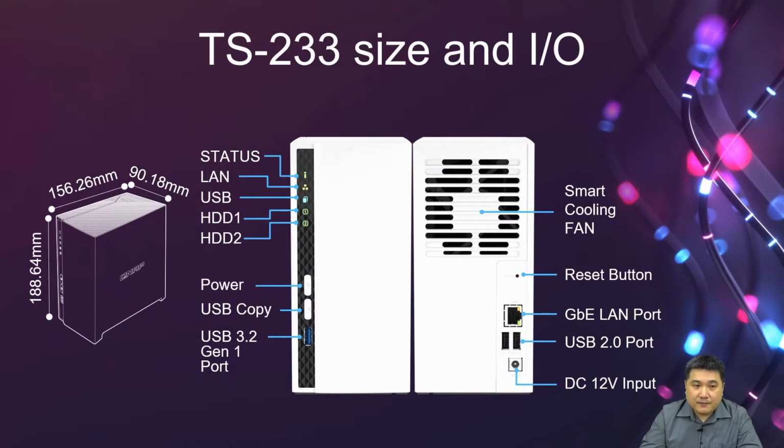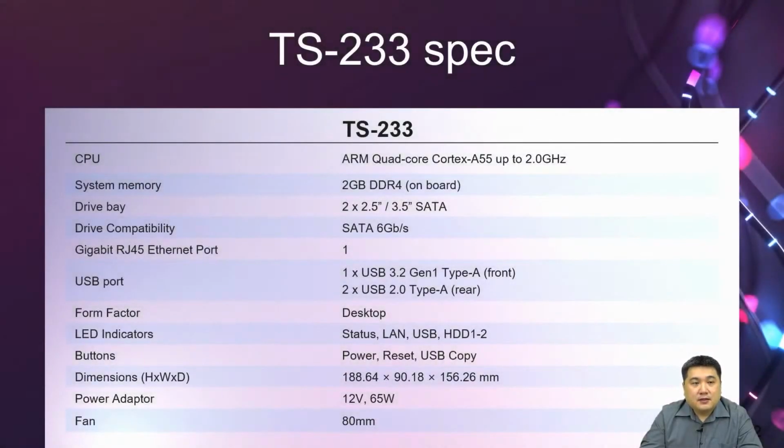The rear view has a smart cooling fan on the back, a reset button, a 1-port Gigabit Ethernet, 2 USB 2.0 ports, and the last is the DC 12-volt input. The previously mentioned specifications are integrated into this sheet for your reference. So let's move on to the next page.